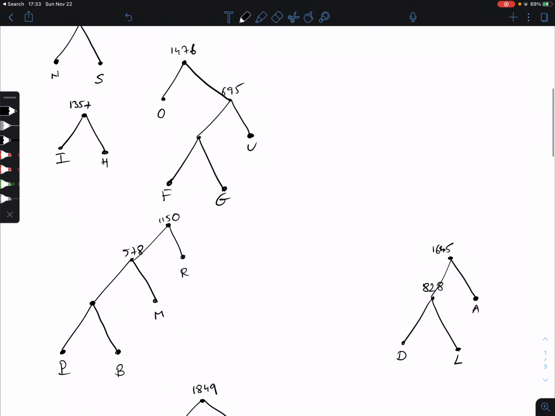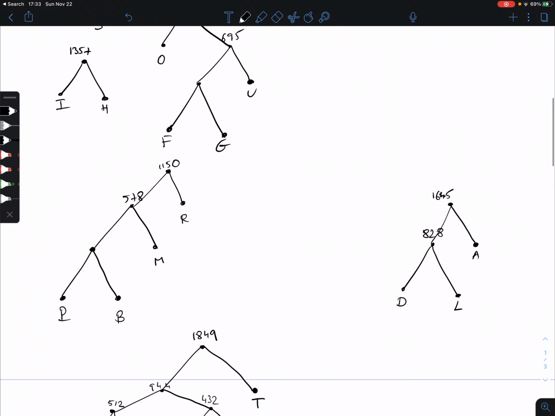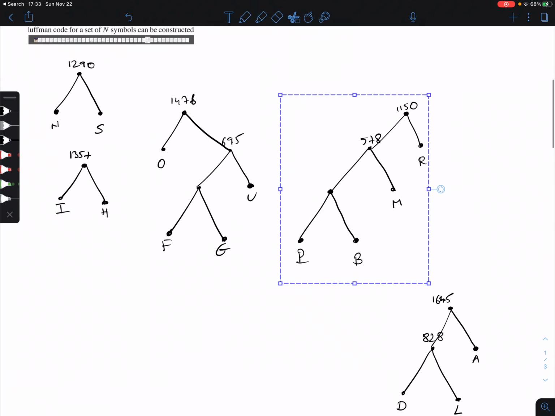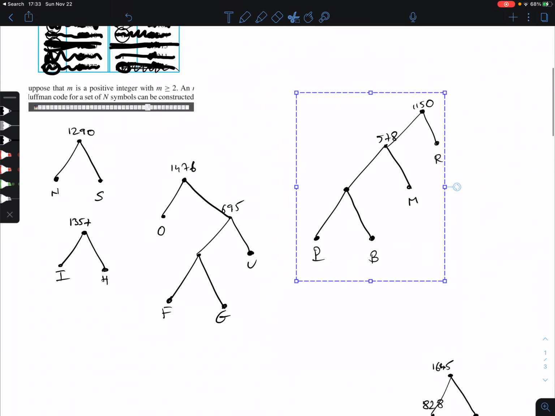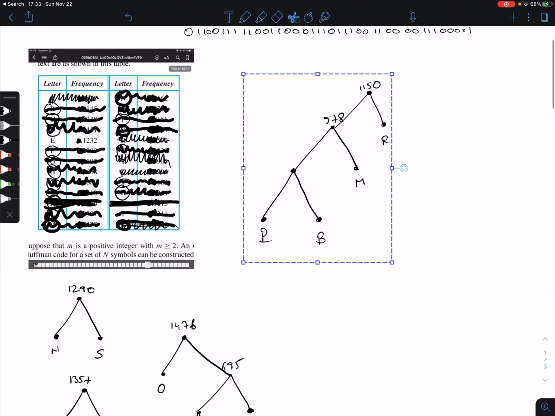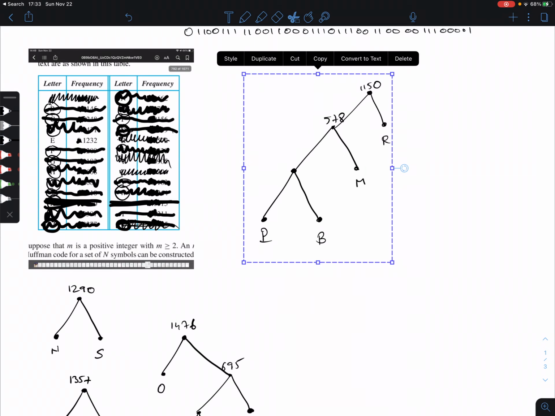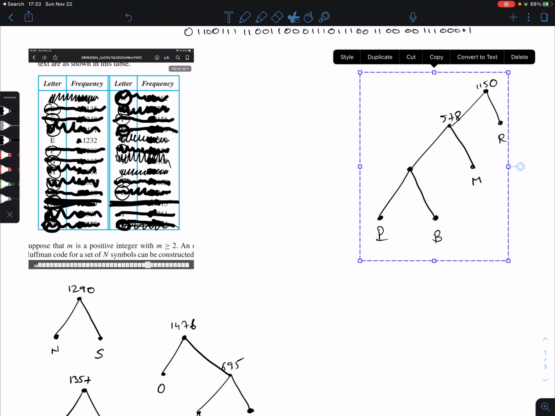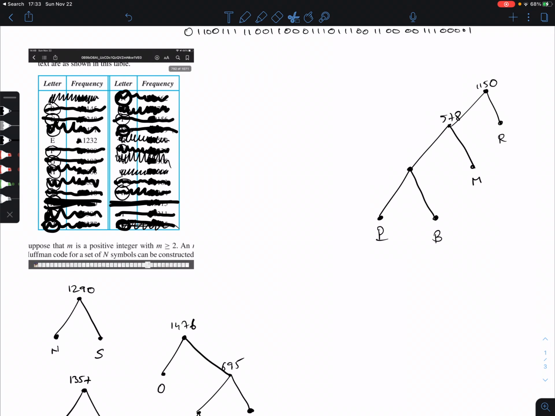So now the PBMR tree, which I'm now going to move up here. So the PBMR tree, what about it? It's actually less frequent than E. Okay, so you have to go this side, because E will come on the other side. So it will be E, and so we put this together here.